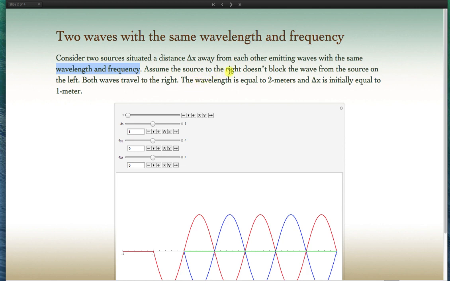And we'll assume that the source that's to the right does not block the wave from the source that's to the left. So somehow we can make this work. Both waves are traveling to the right. So both sources create waves that are traveling to the right. So the resultant wave is a combination of two waves that are traveling to the right. And we'll assume that the wavelength of each of the waves is 2 meters. And initially, at least, we'll have a delta x, the distance between the sources, equal to 1 meter.